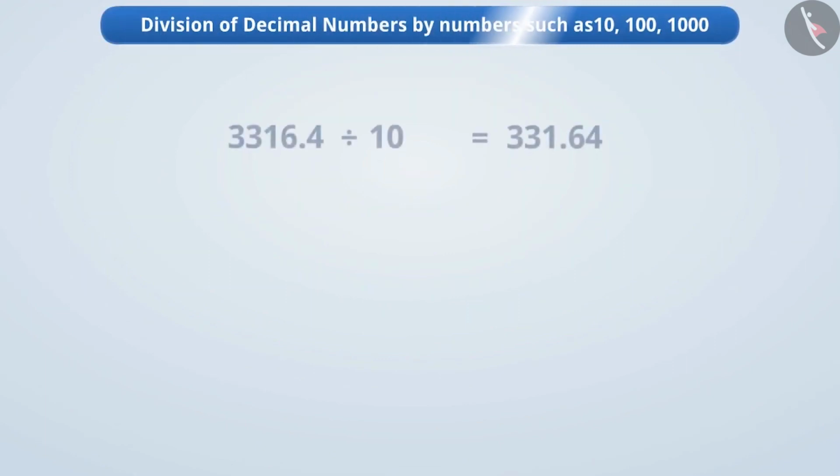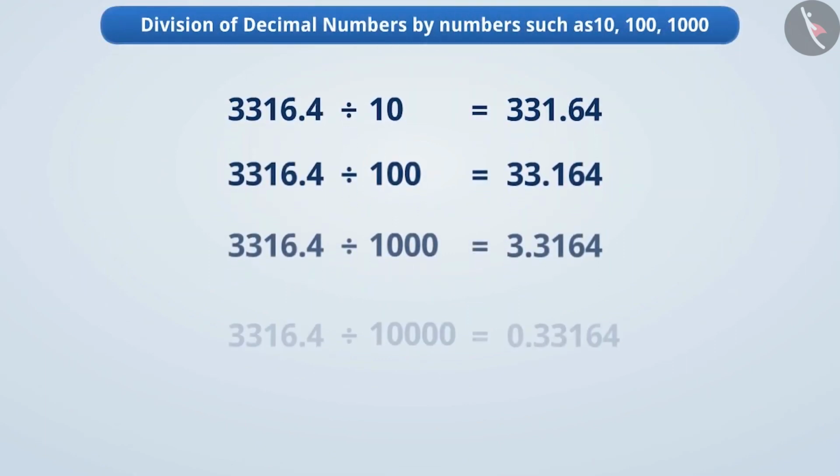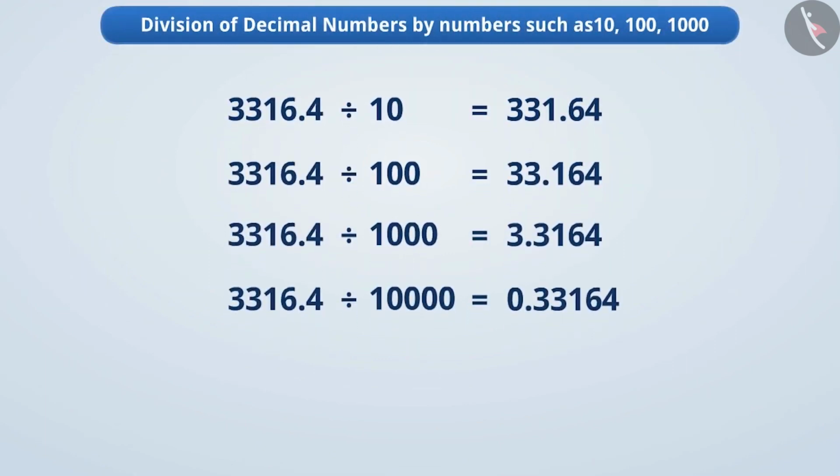Now let us see an interesting method of dividing decimal numbers by numbers like 10, 100 and 1000. Here, the results are expressed by dividing the decimal number 3316.4 by 10, 100, 1000 and 10,000. The funny thing is that the number to be divided and the number in the result are the same. If you look carefully, you will find that as many zeros are there in 10, the decimal point will move that many places to the left.